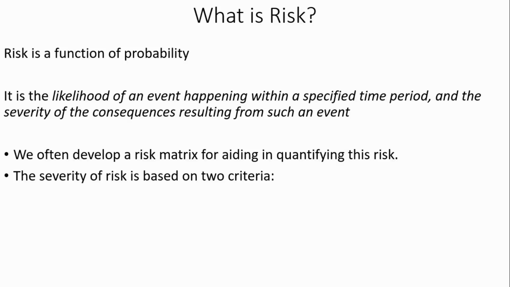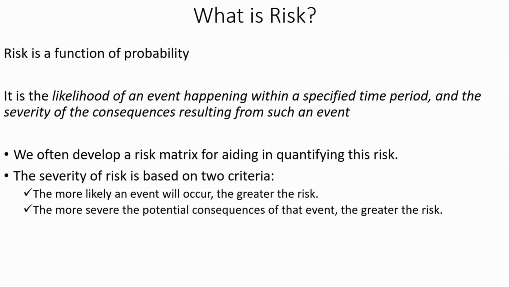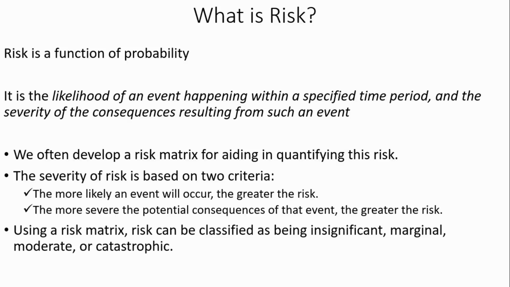So the severity of a risk is based on two criteria. The first one is that the more likely an event will occur, the greater the risk is, and the more severe the potential consequences of that event, the greater the risk. So using the risk management matrix, you can classify risk as being insignificant, marginal, moderate, or catastrophic. Now these descriptions can change from company to company and industry to industry.